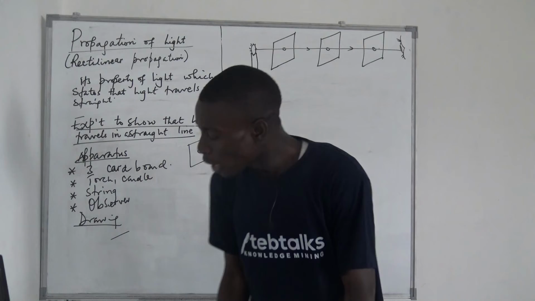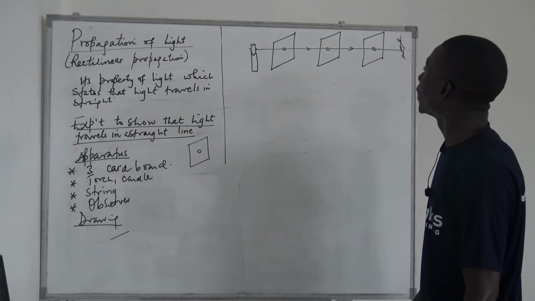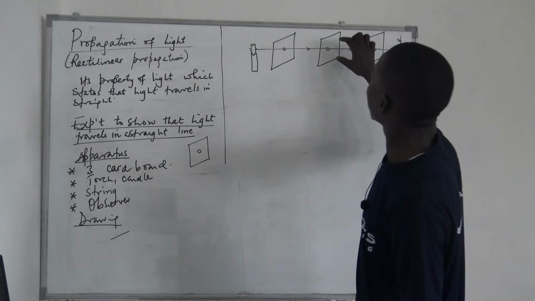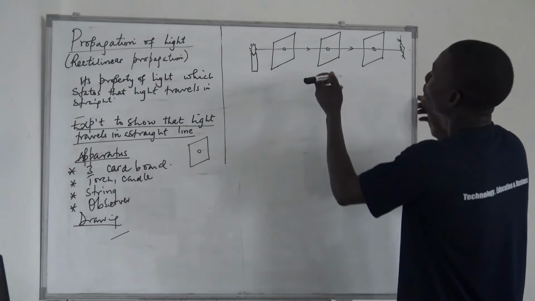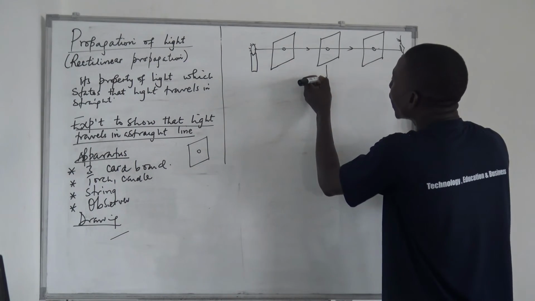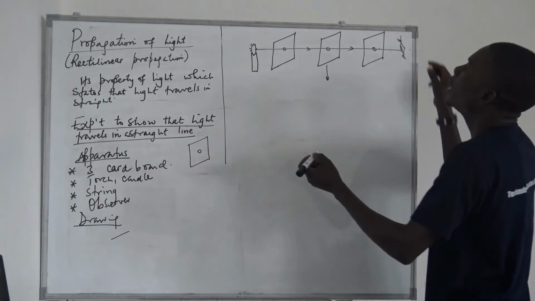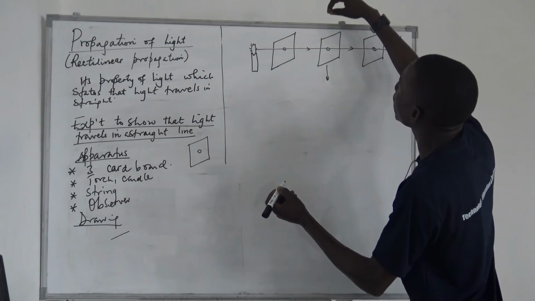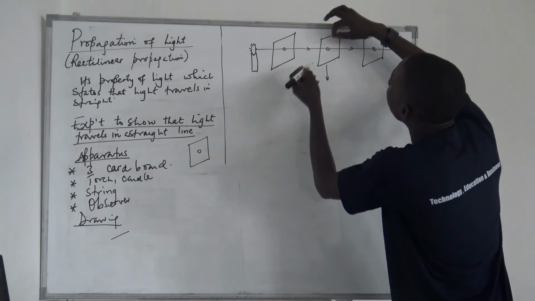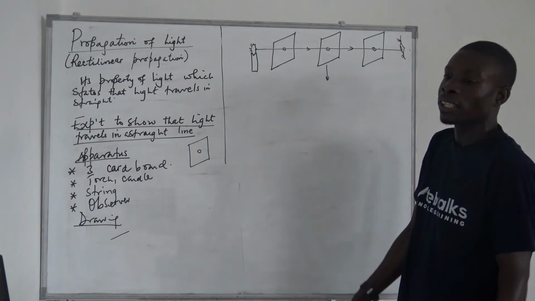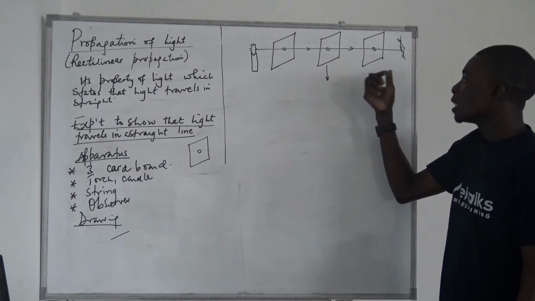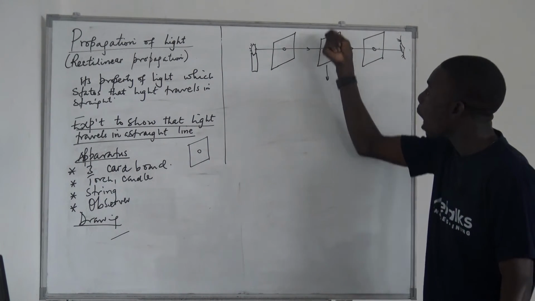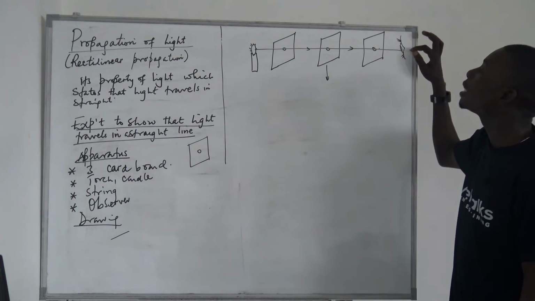Now, what next do you do to prove that light travels in a straight line? After arranging that, you've seen the light traveling in a straight line. Try displacing one of these so that the hole is above, no longer in this line. What will happen is that if you displace this up or down, you will no longer see the light.